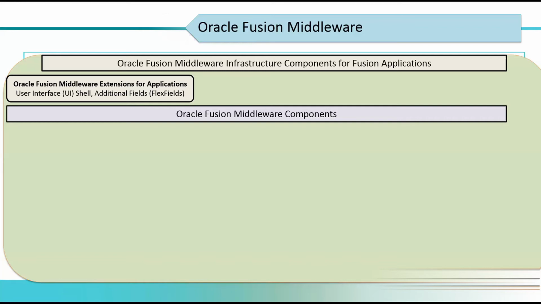A flex field is like this: when we go with a product family, let us say a finance application, if you go and create a ledger, that screen will come with 15 or 30 fields. What if you want additional fields along with the 30 fields, so that your company-specific data can be captured? Those will be in the additional flex fields. So these two things come under the middleware extensions, which are specifically used only in the Fusion applications. That's why they come under that.